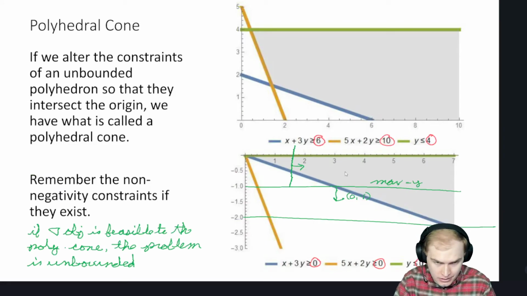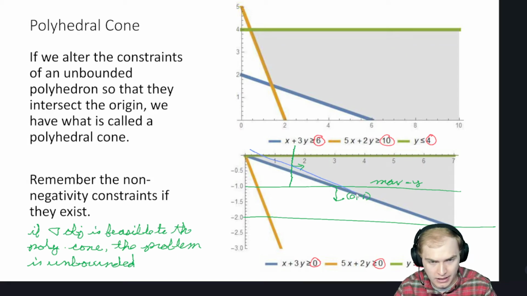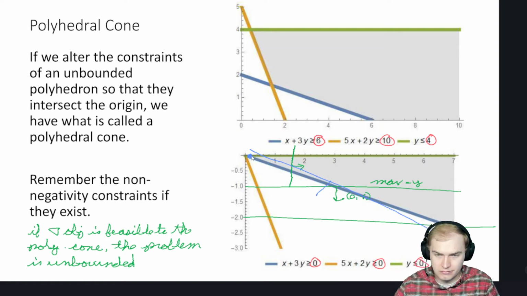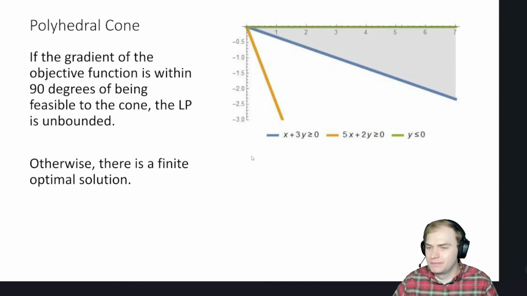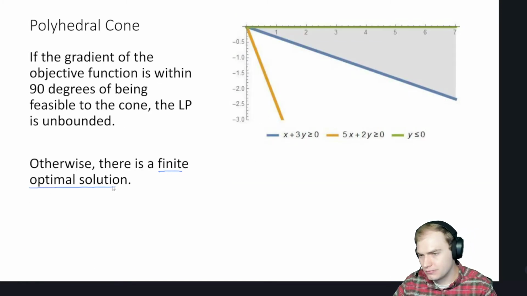Right, so if we're just past, I'm going to draw a different color, if we're just past 90 degrees, this is going to be the optimal solution of the cone. It's not unbounded, so we have a finite optimal solution, which is what we're looking for.